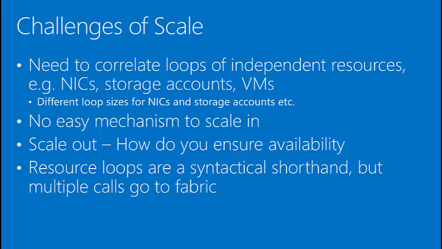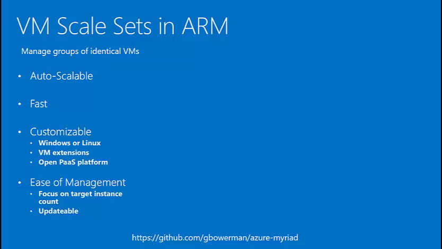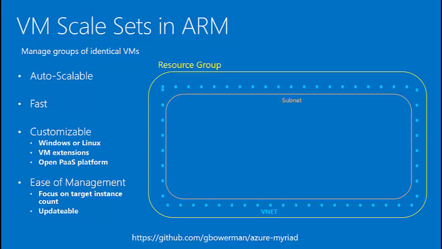And similarly, as you scale up, how do you ensure availability across domains? It's not something that's taken care of automatically. You actually have to think carefully about it. So resource loops are a syntactical shorthand for defining multiple resources in Azure Resource Manager, but you will still have multiple calls. A call for each resource in the loop will go down to the fabric. So you could think of it as a kind of shorthand. For scale sets, if you're defining one, you start the same way.